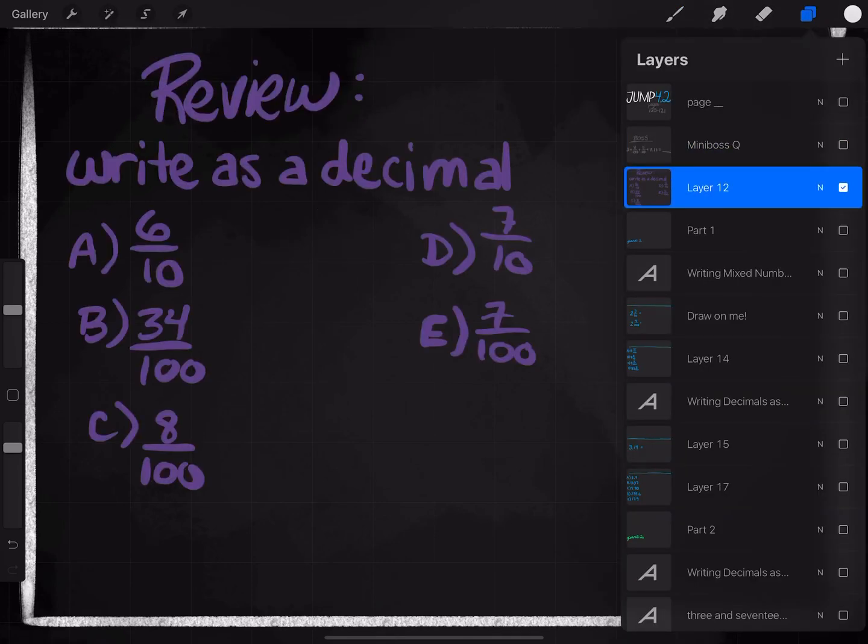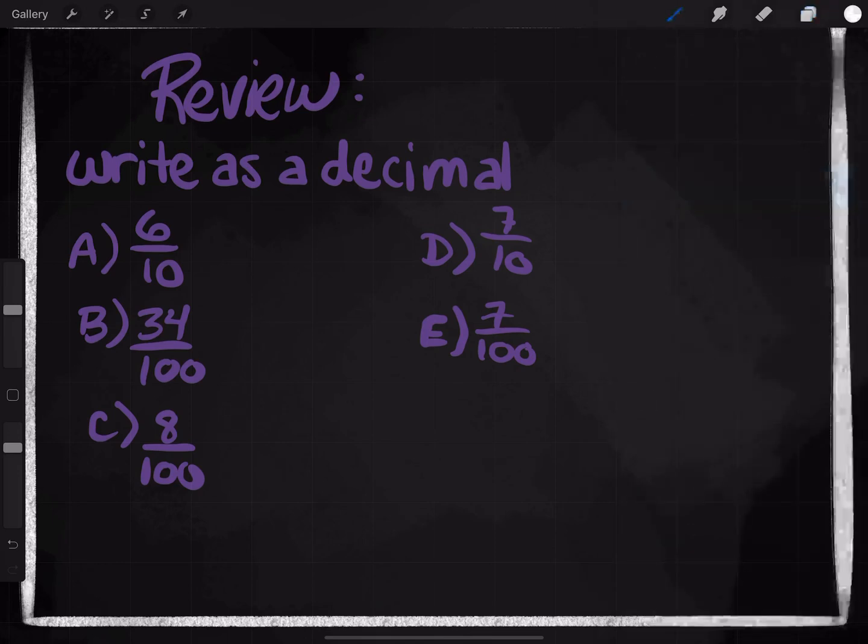Okay, so a quick review for writing a fraction as a decimal. So 6/10, for example, you would write as 0.6 because this is our tenths place. Go ahead and try the other ones. Pause the video.